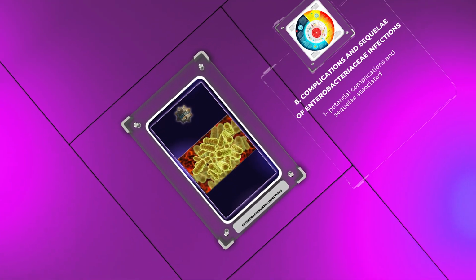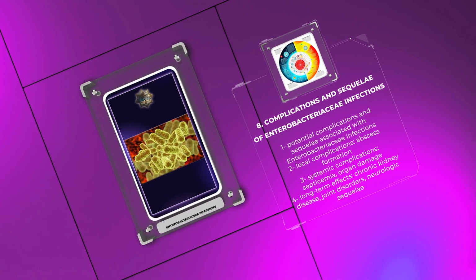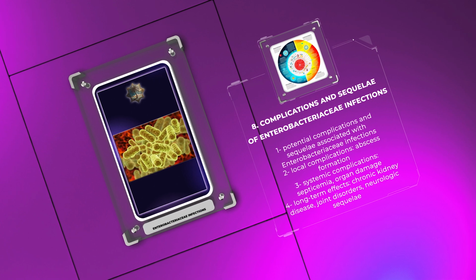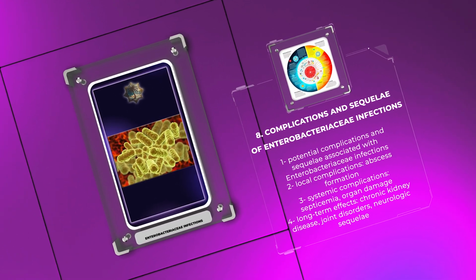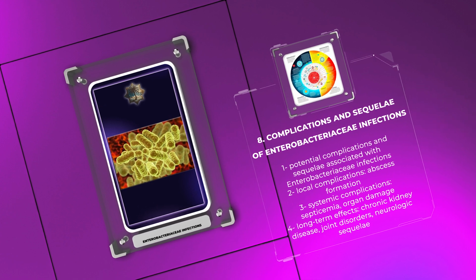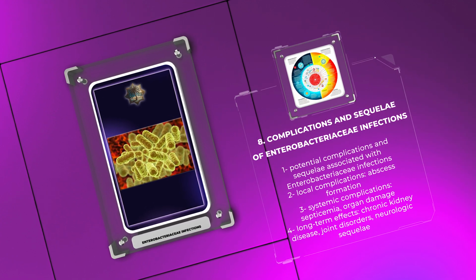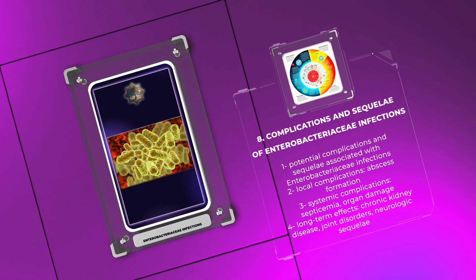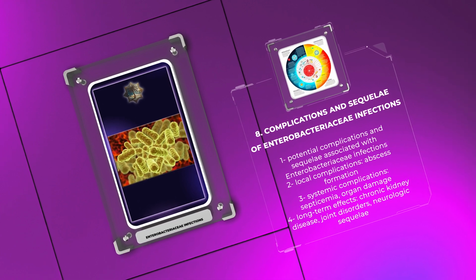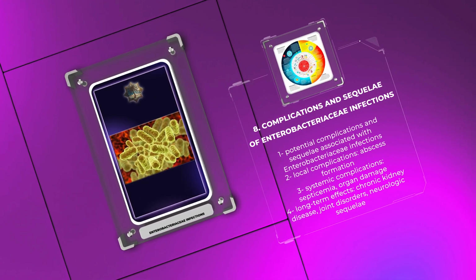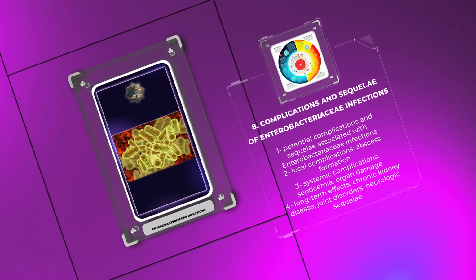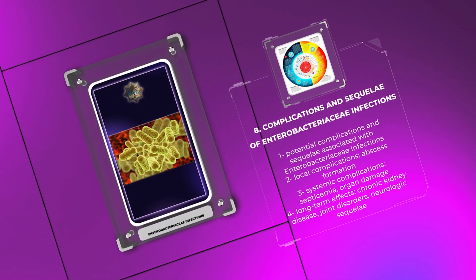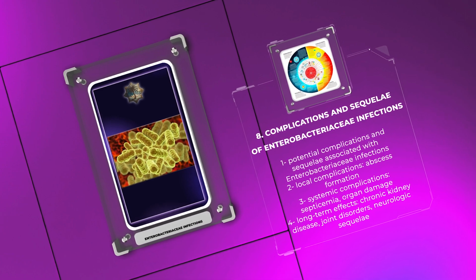As we progress, we must discuss the potential complications and sequelae associated with Enterobacteriaceae infections. These can range from local complications, such as abscess formation, to systemic complications like septicemia and organ damage. In some cases, patients may experience long-term effects, including chronic kidney disease, joint disorders, or neurologic sequelae. Vigilance in recognizing and managing these complications is crucial for optimal patient outcomes.